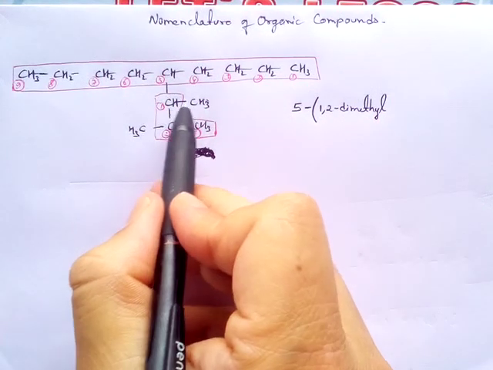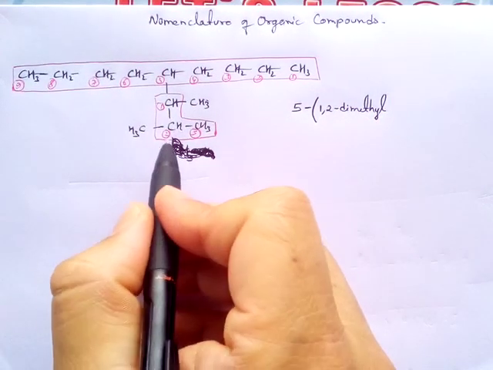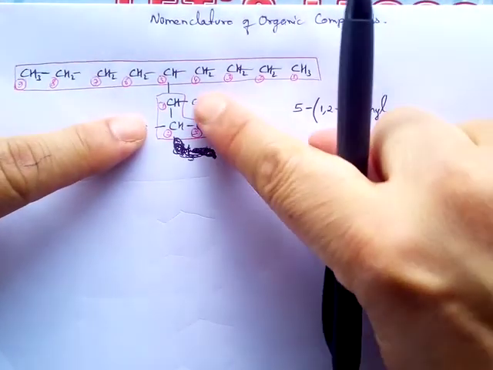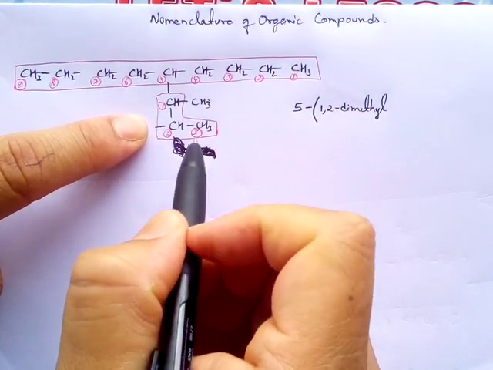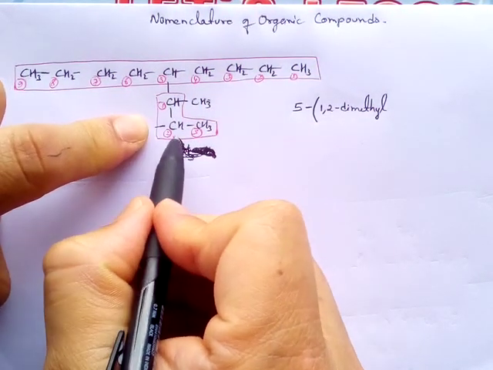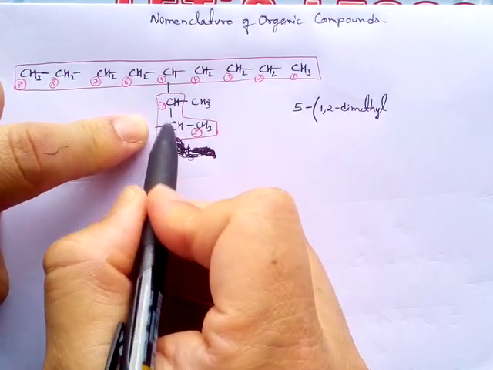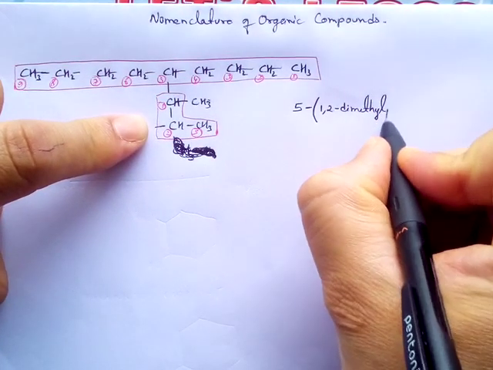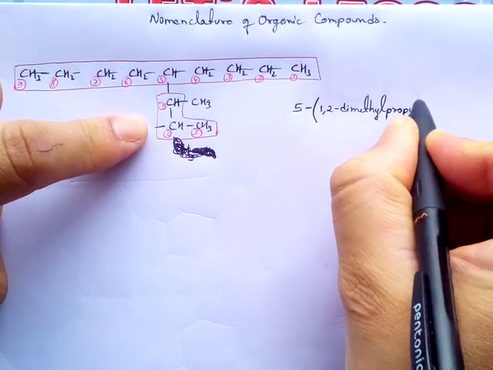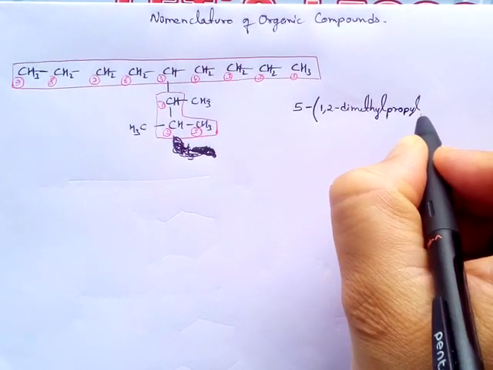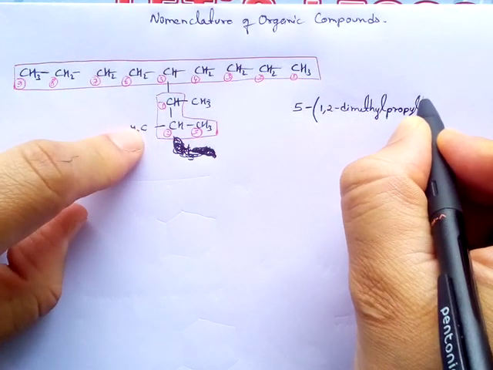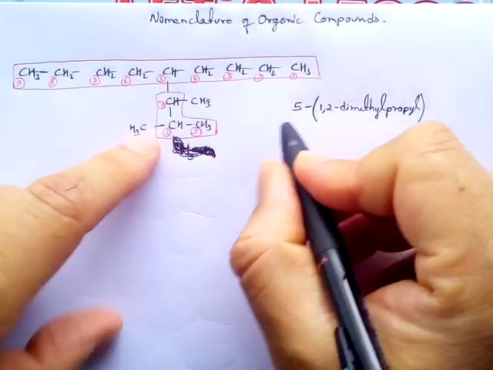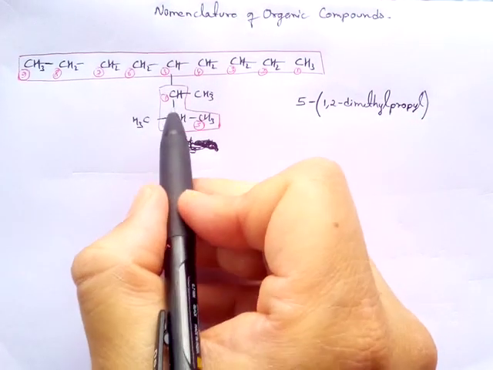1,2-dimethyl. Okay. Now forget these 2. Just look at this 3 carbon chain. One is methyl, 2 is ethyl, 3 is propyl. So propyl. Don't write propane. You have to write propyl only because it is a branch. Now you have to close the bracket. Now we have completed this complex section.